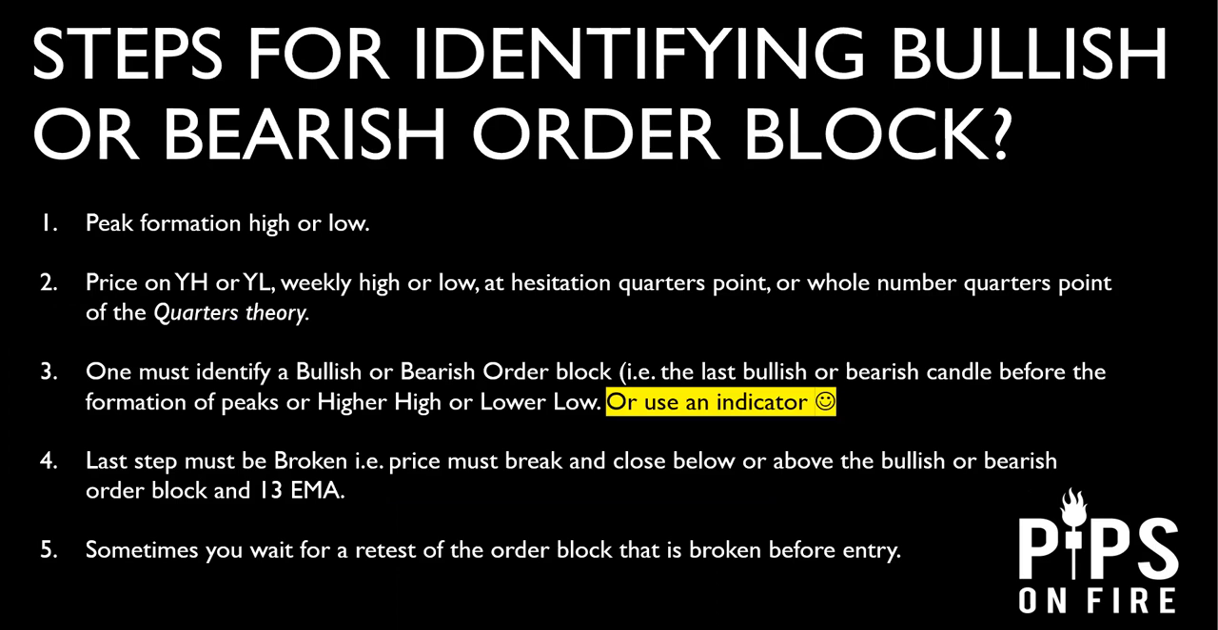All right, so these are 5 steps here on how to identify them. So again, it's a peak formation high or low. Prices are on yesterday's high or low, weekly high or low. Remember, I was talking about those quarter points or the whole number quarter points. Okay. One must identify the bullish or bearish order block. For example, the last bullish or bearish candle for the formation of the peaks or higher high or higher low, or you can just use the indicator.